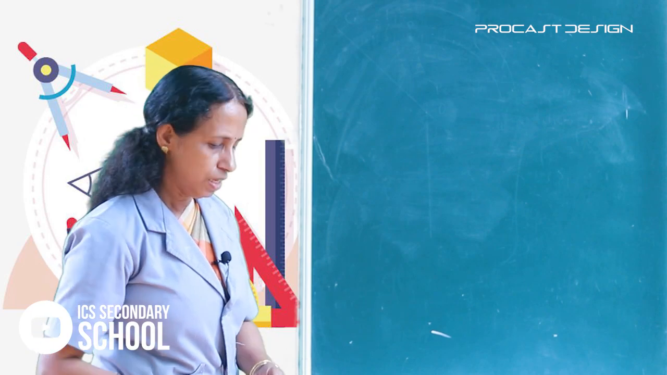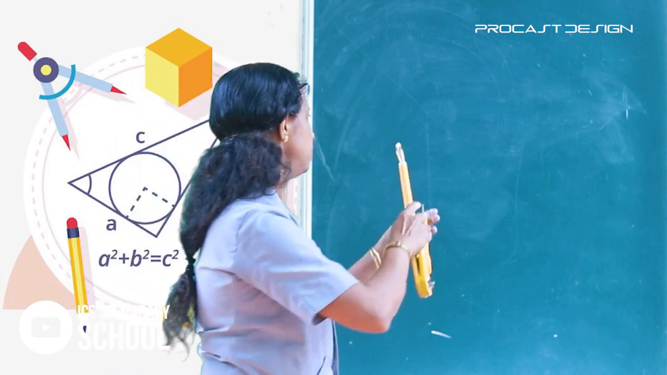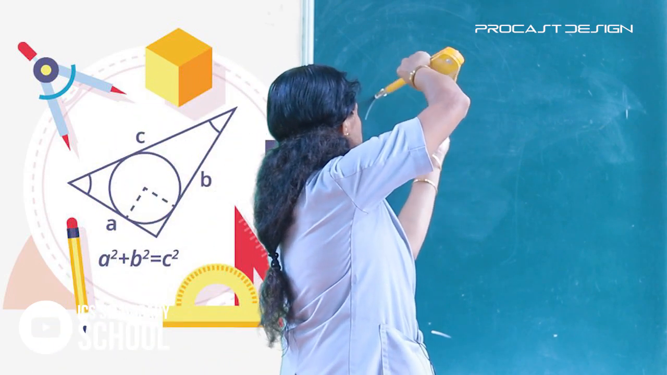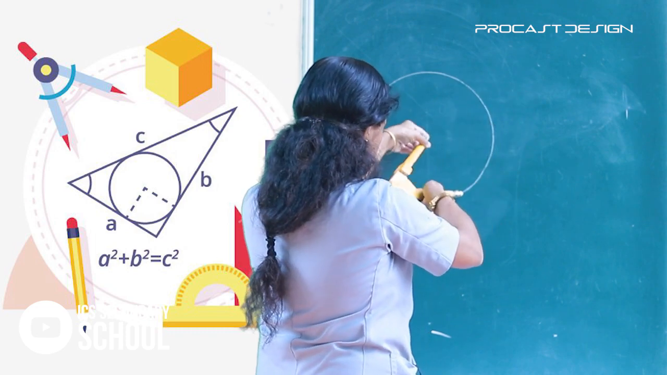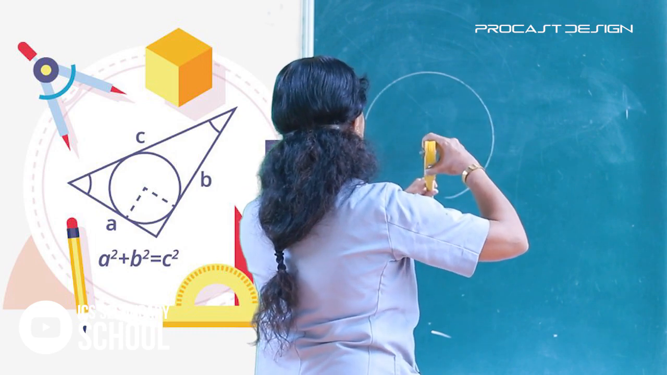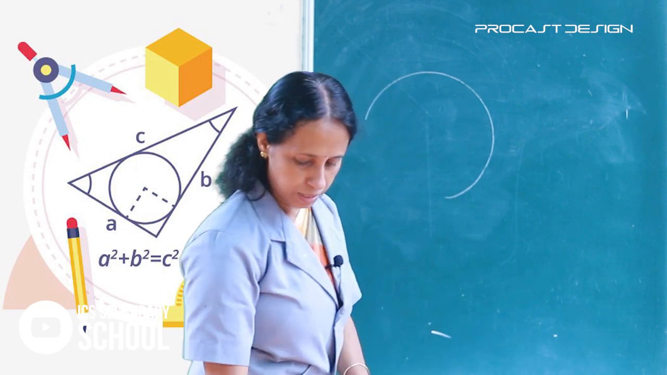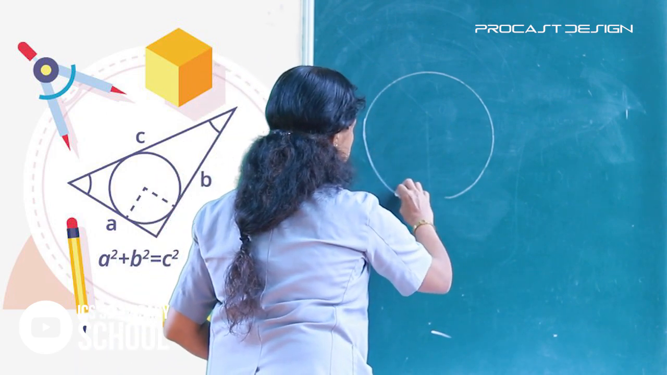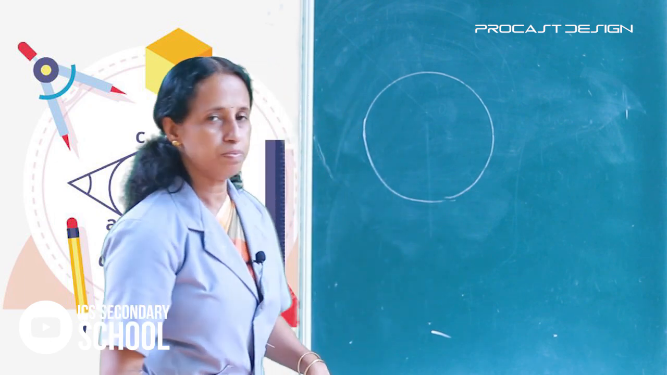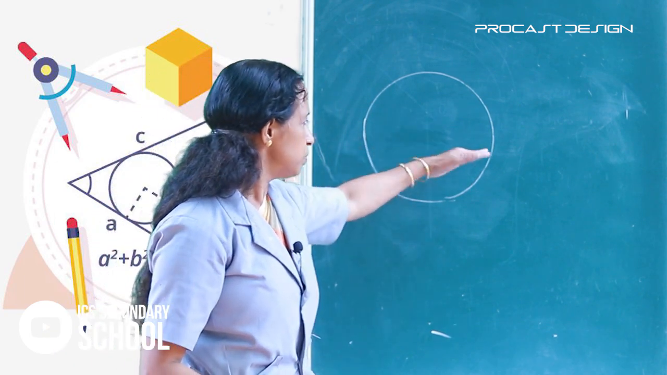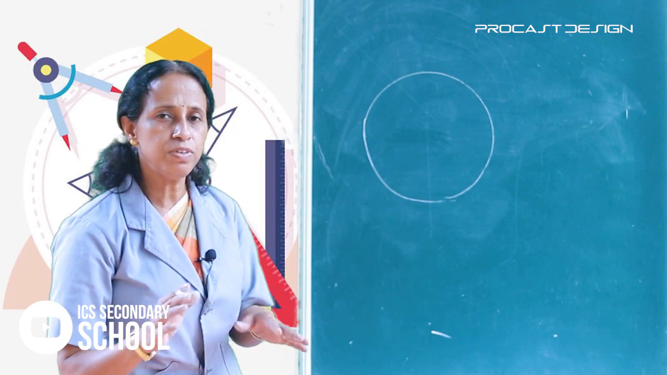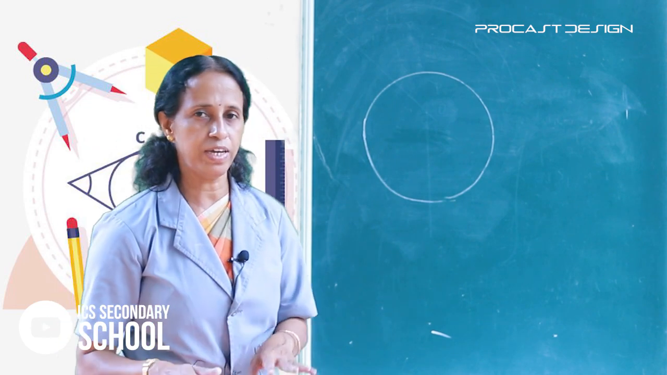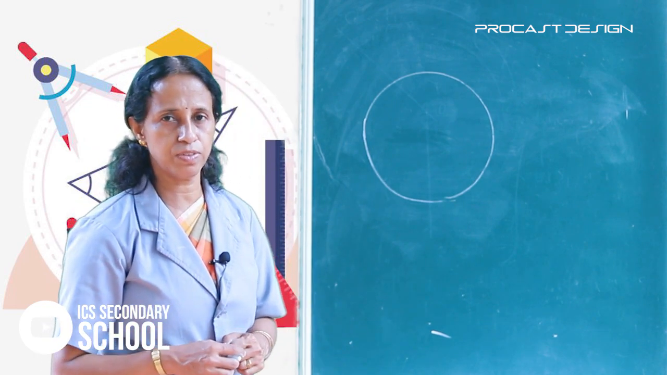First, take another circle. This is another circle. Suppose the center of the circle is not known. How can you find the center of the circle?